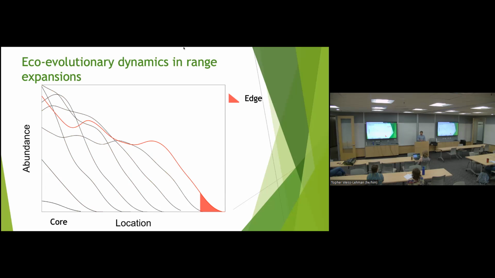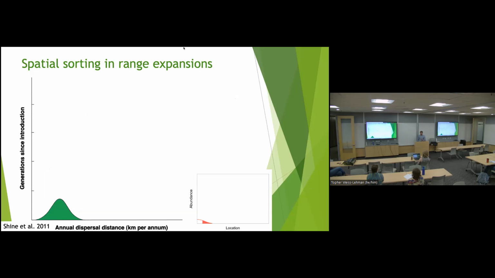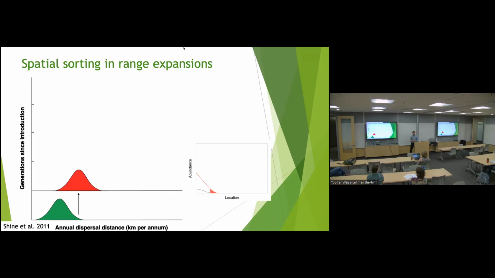And there are two key processes that I want to talk about. The first is this idea of spatial sorting. This is an idea that was first talked about in a paper in 2011. And it's the idea that spatial range expansion can result in the evolution of increased dispersal. How that occurs is if we consider a starting population, the first generation of range expansion shown with that graph previously, they might have an annual dispersal distance shown on the x-axis represented by this green distribution. But then as this expansion moves forward in time, the edge population that is formed now, by definition, represents the individuals that have dispersed furthest from that starting population.